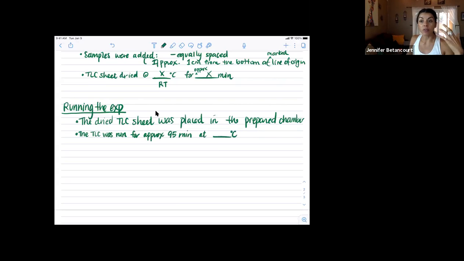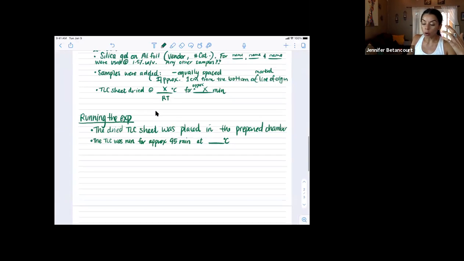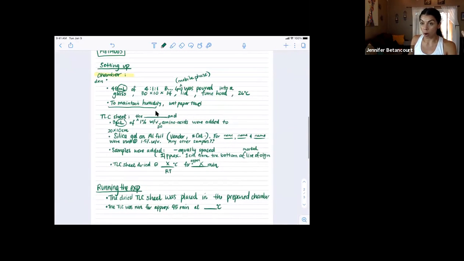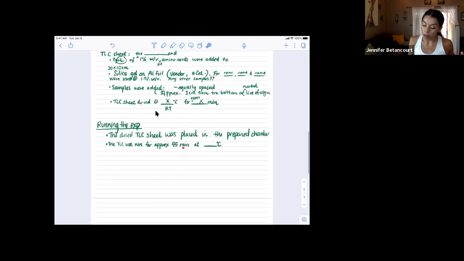You don't have to say the fume hood again, because nowhere in this list so far have you talked about removing the chamber out of the fume hood. So we started by saying we prepared this thing in a fume hood. If you're not saying that you've removed it from the fume hood, I'm assuming it's still in the fume hood. So there's no reason to say that this was run in the fume hood. We already know it's there. The chamber's in there.